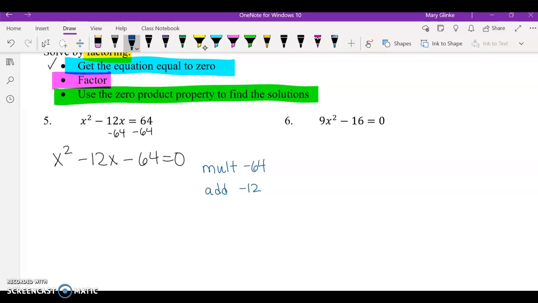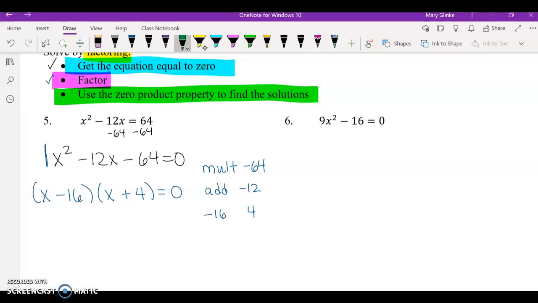8 and 8 doesn't work. You're going to have to think about a couple of solutions here. It's going to end up being 16 and 4, but it only works if the 16 is negative. Because your a value is 1, we're allowed to write our factors right away, and it would be x minus 16 and x plus 4. So step 2 of factoring is now done.